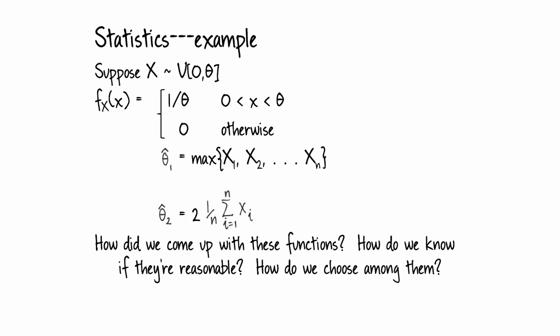So these are some of the questions you just asked, and one other. First of all, how did we come up with these functions? We just dreamt them up off the top of our head, right? Is there a more systematic way that we can generate these estimators? The answer is yes. We'll see that next time. How do we know if they're reasonable? How do we choose among them? We have 2 estimators here, 2 times the sample mean and the nth order statistic, and they both seem like reasonable estimators, right? How do we choose between them?